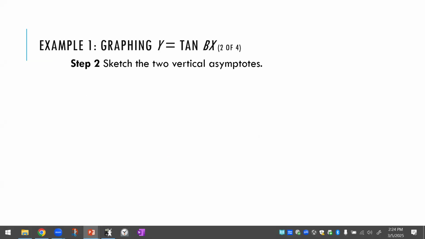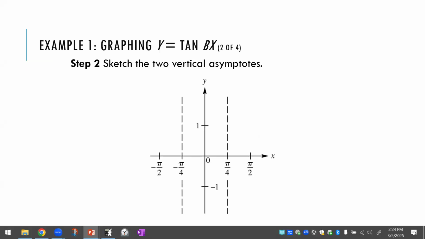Okay. Step 2 is to sketch the vertical asymptotes. Bam, here are my vertical asymptotes. After I sketched my vertical asymptotes, I'm going to divide it into 4 quarters. What are my quarters? What's halfway between 0 and pi over 4?